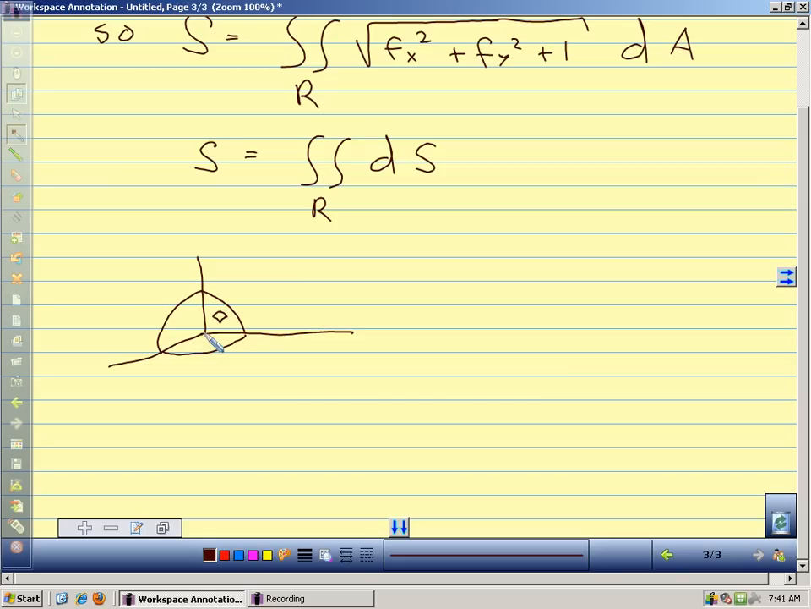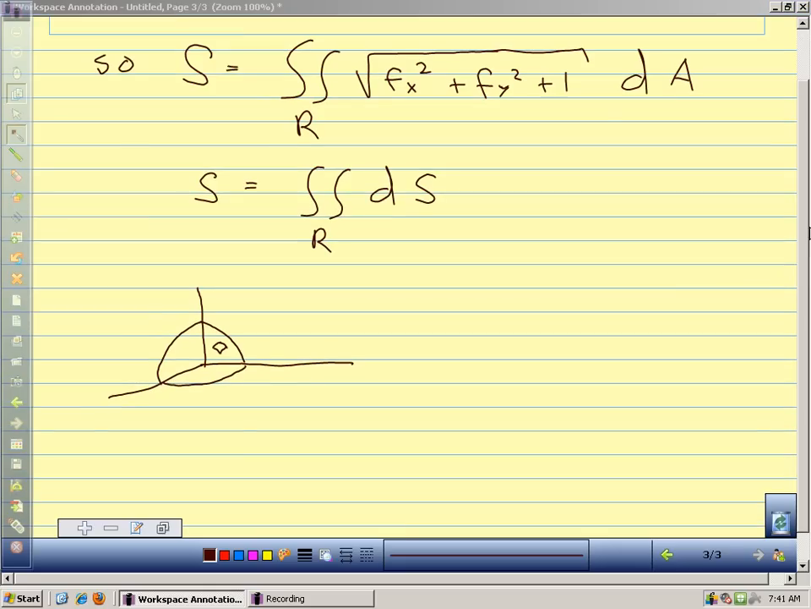All right, any questions on that? If you understand setting up the double integrals that we've done so far, this is just a straightforward extension of that. The only complication is in the evaluation. We end up with this in our evaluation. So let's look at a couple of examples of setting up these surface area integrals.